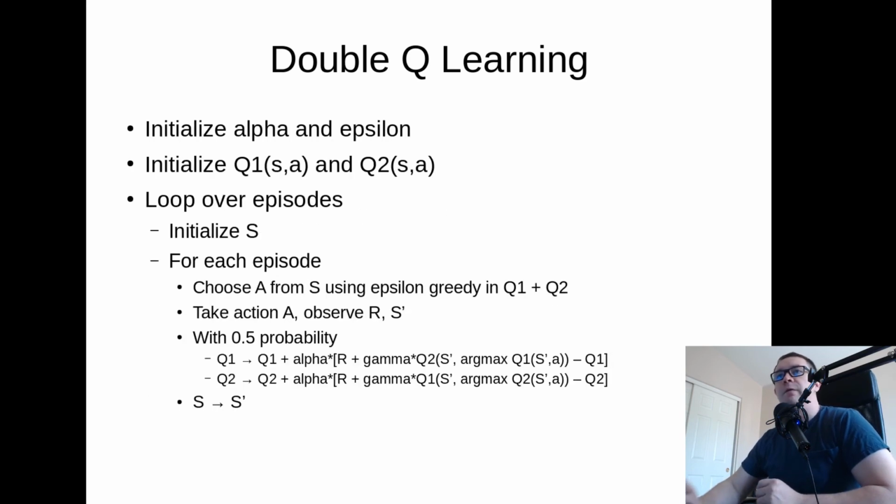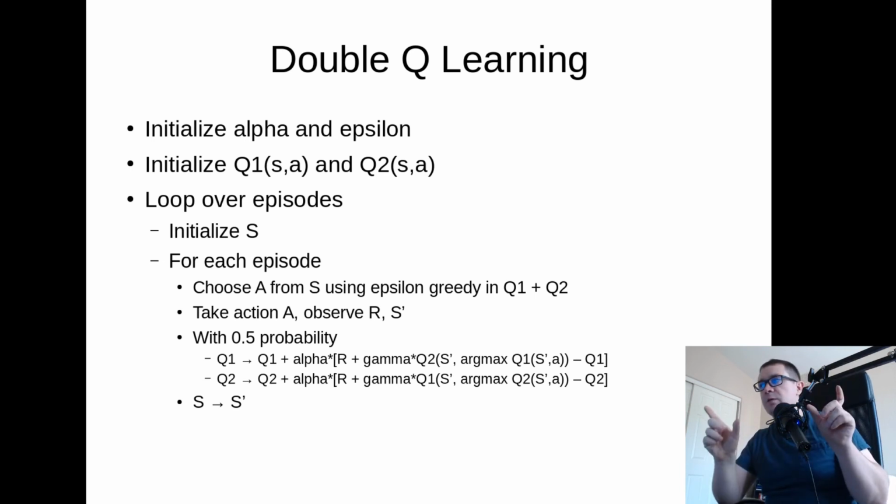The algorithm is the following. So you initialize your alpha and your epsilon, where alpha is your learning rate, epsilon is what you use for epsilon greedy. You want to initialize the Q1 and Q2 functions for all states and actions in your state and action space. Of course, that's arbitrary except for the terminal states, which must have a value of 0. And you loop over your set of episodes and you initialize your state, and for each step within the episode, choose an action using your state, using an epsilon greedy strategy in the sum of Q1 and Q2. So you have the two separate Q functions.